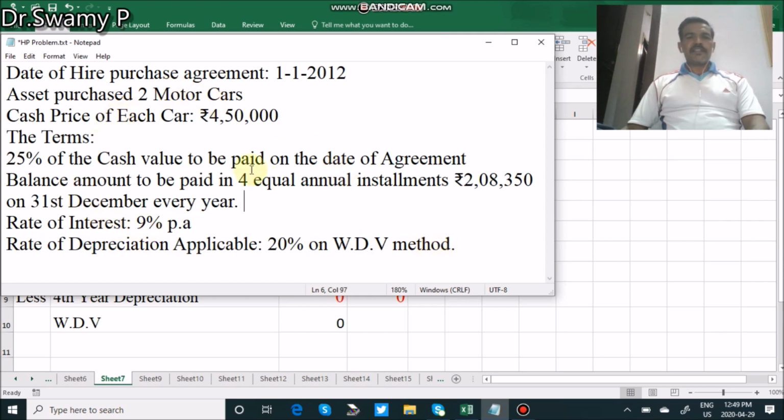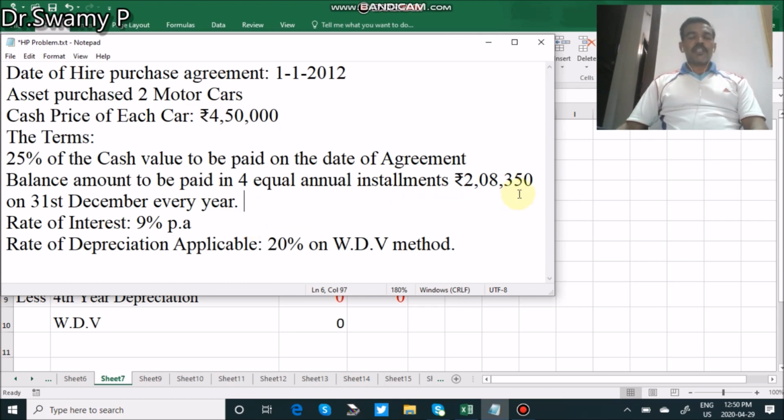So what is missing in this practical case is that installment amount is given, interest rate is given, but amount of interest in each installment is not given. That we need to calculate first. Now, cash price of both the cars taken together comes to 9 lakh rupees, 4,50,000 into 2 cars. And 25% of 9 lakh has to be paid on the date of agreement. That means this is the down payment. And after deducting the down payment from 9 lakh rupees cash price, the remaining balance is the cash price balance.